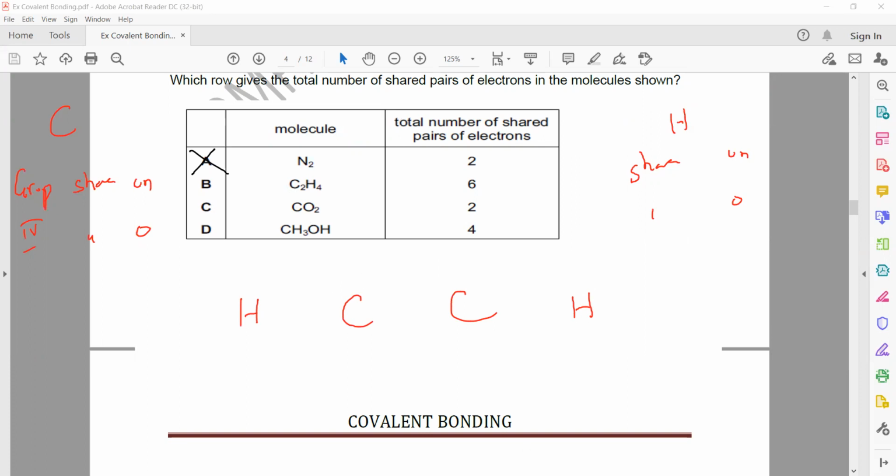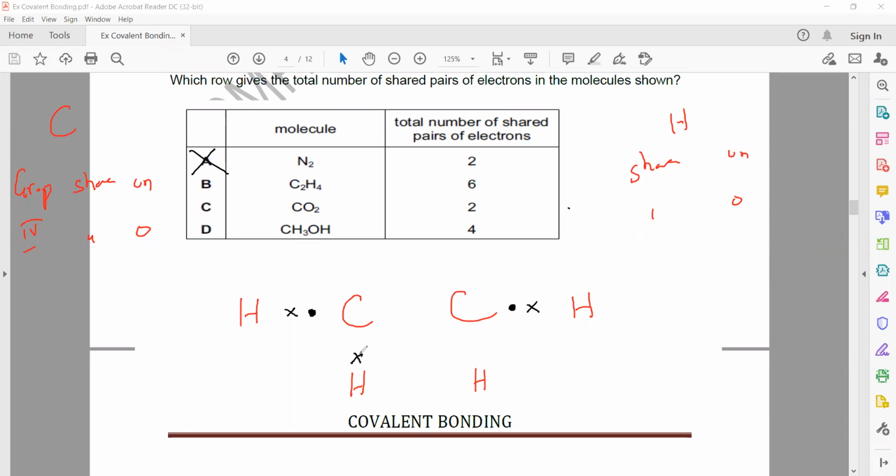As we know, carbon belongs to group 4, so it will share 4 and hydrogen will share 1. So if this hydrogen shares 1, carbon can share 1 from that side. Same thing, if the surrounding hydrogen shares 1, carbon can share 1 from that side. But as it is C2H4, I should draw 2 more hydrogens. So 1, 2.